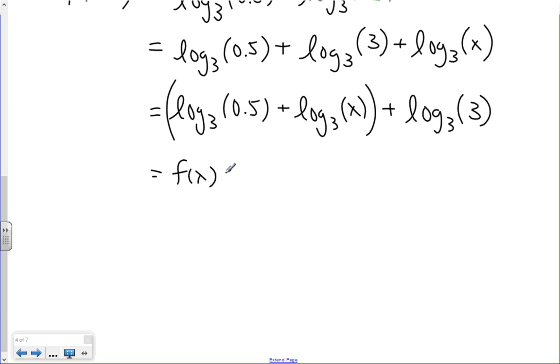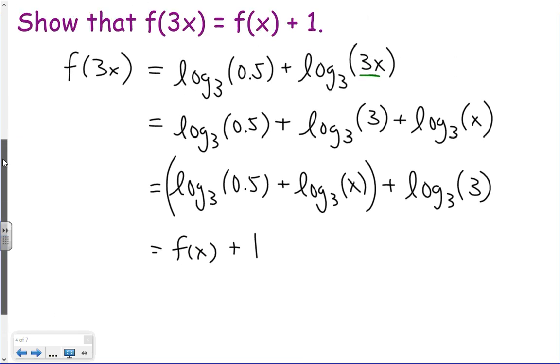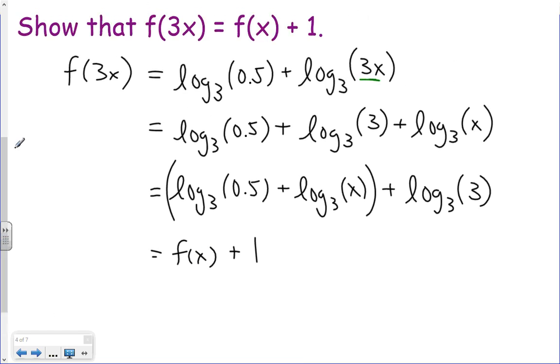And again, the log base 3 of 3, that's like asking what power do you have to raise the base of 3 to in order to end up with 3, and that's 1. So there we go. If I take f of 3x, it turns out that that's equal to f of x plus 1. So yes, we can show that it has that property for this set of data.